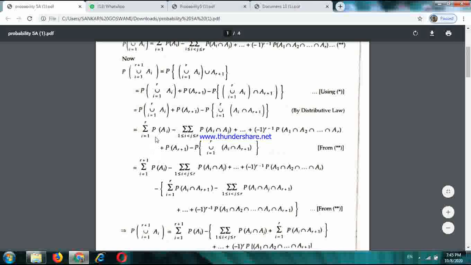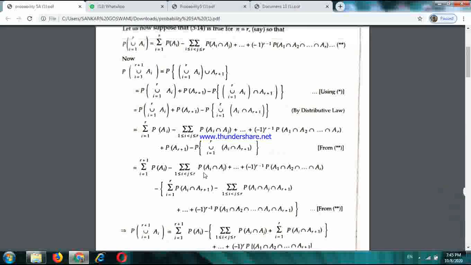Now here you can see, summation of P of A_i from 1 to r plus P of A_(r+1). These two I have taken in a single summation, and I write i from 1 to r plus 1 of P of A_i, minus P of A_i intersection A_j as it is, plus or minus (-1)^(r-1) P of A1 intersection A2 up to A_r. This much this is, and what remains? This one.